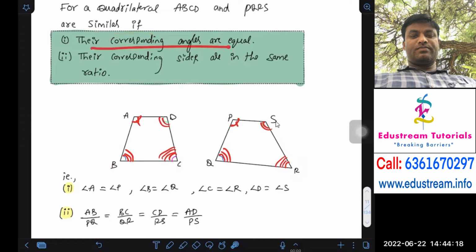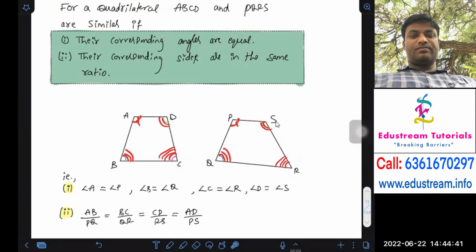So their corresponding angles are equal. See, angle A should be equal to angle P, angle D should be equal to angle S, angle B should be equal to angle Q, and angle C should be equal to angle R. So these are called corresponding angles, and they should be equal. That's what the condition is.